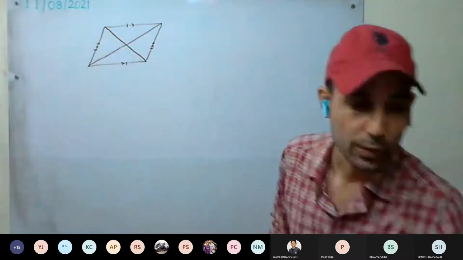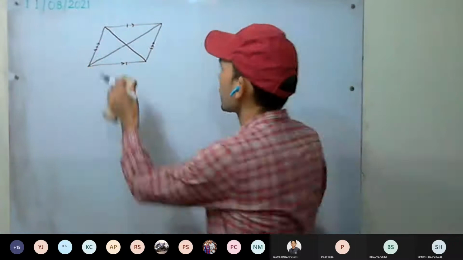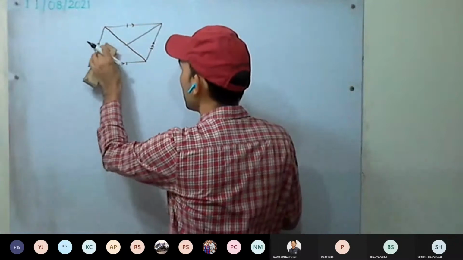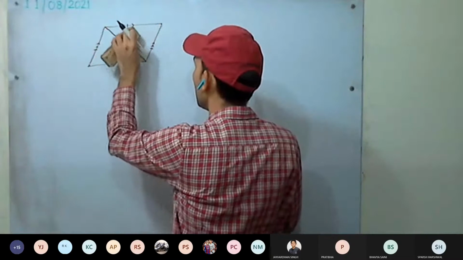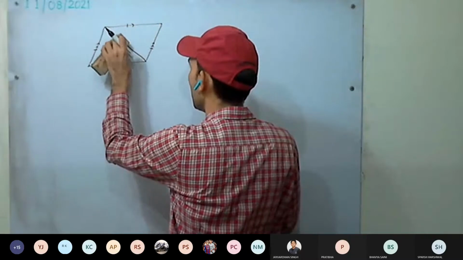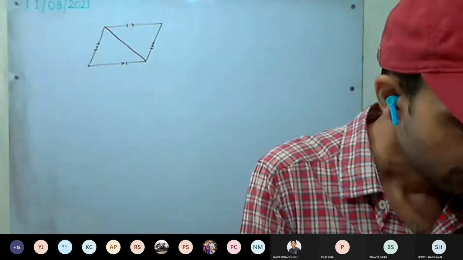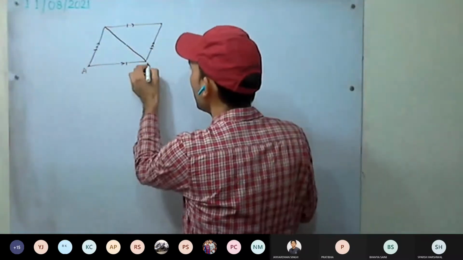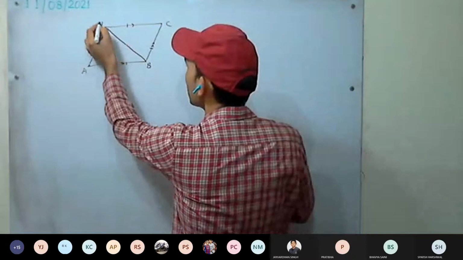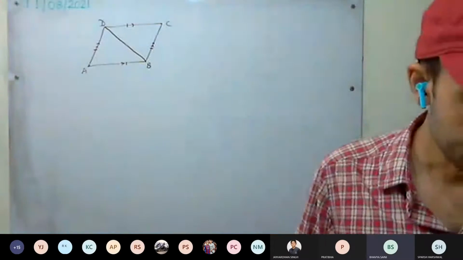Okay. So in the question, what is given? A point is taken inside, equidistant from B and D. So if you are drawing a rhombus like this, A, B, C, D, now we are taking a point O such that it is equidistant.